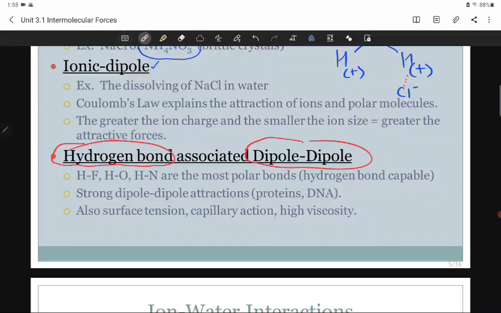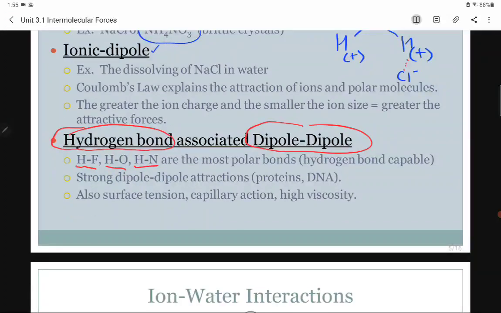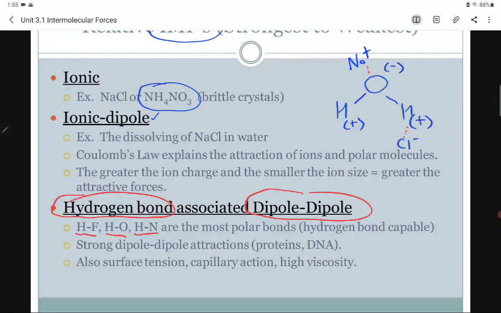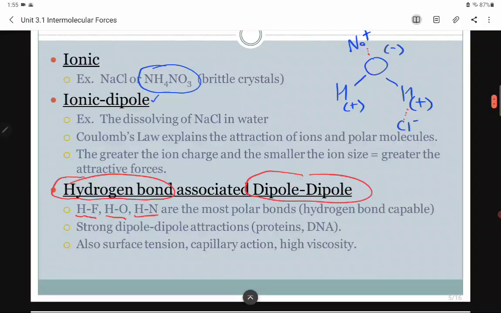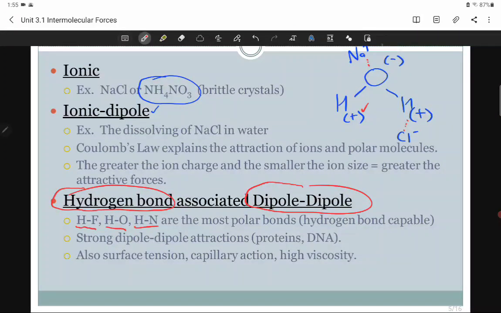And for you to be able to have a hydrogen bond associated dipole, you need inside the molecule to have an H bonded to an F, an H bonded to an O, or an H bonded to an N. If you have any of those three, like for instance water, we'll go back to water. Water has an H bonded to an O, and it actually has another H bonded to an O. So this partial charge here, and these two other partial charges, are very strong partial charges. So they have a strong attraction to other, in this case, maybe water molecules. So again, if it has any of those, like for instance, here's another one.